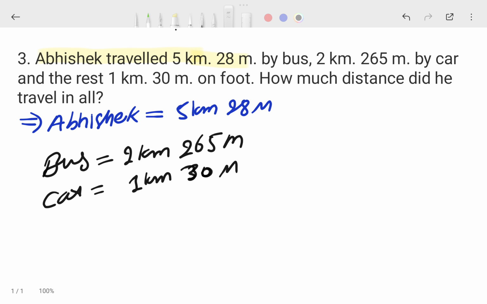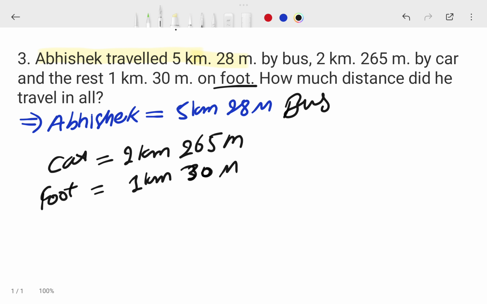So generally it is by car. Okay, just wait a minute, I made a mistake here. This is by car only. Okay, this is by bus. Okay, this is by car, and this is by foot. So generally Abhishek is traveling.